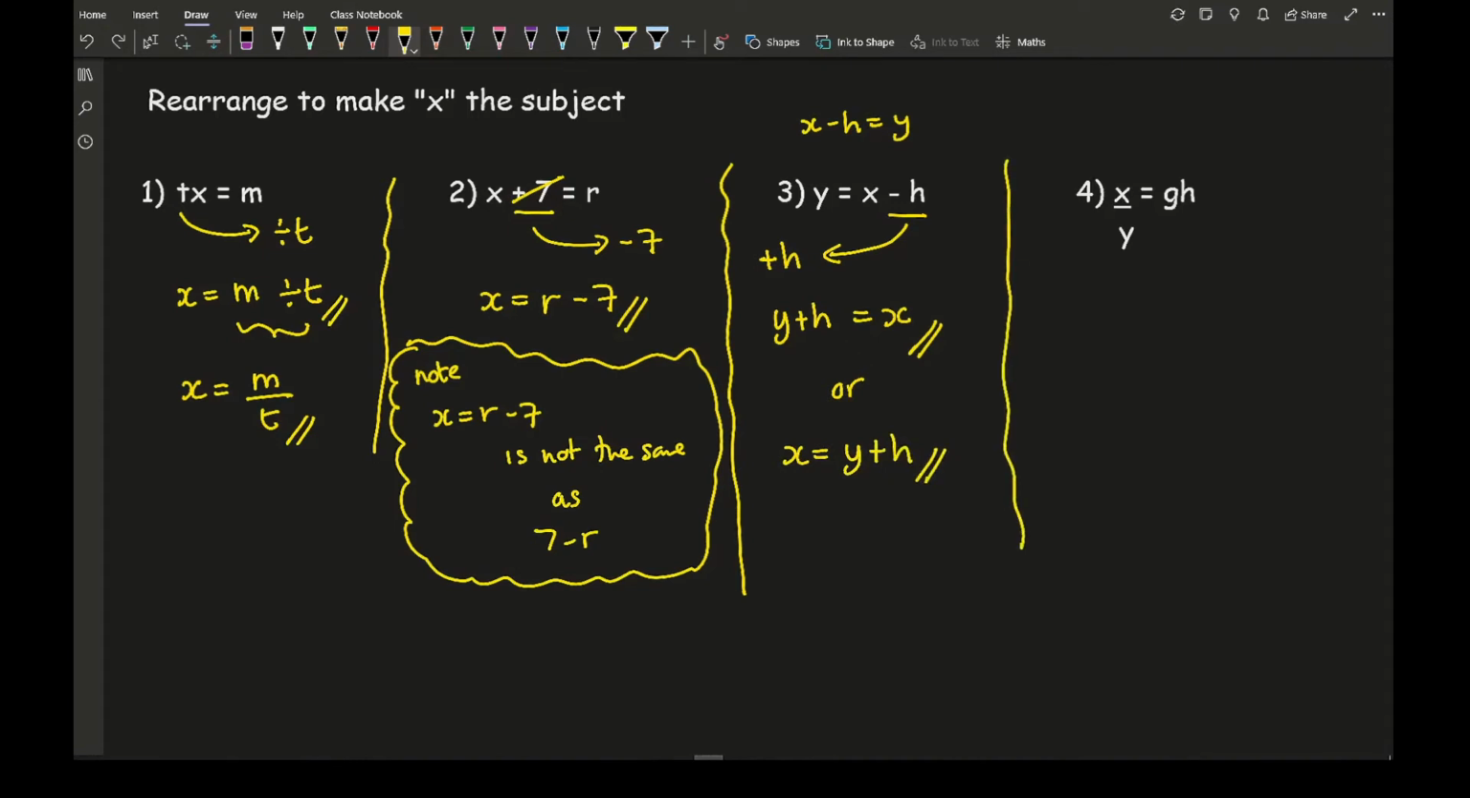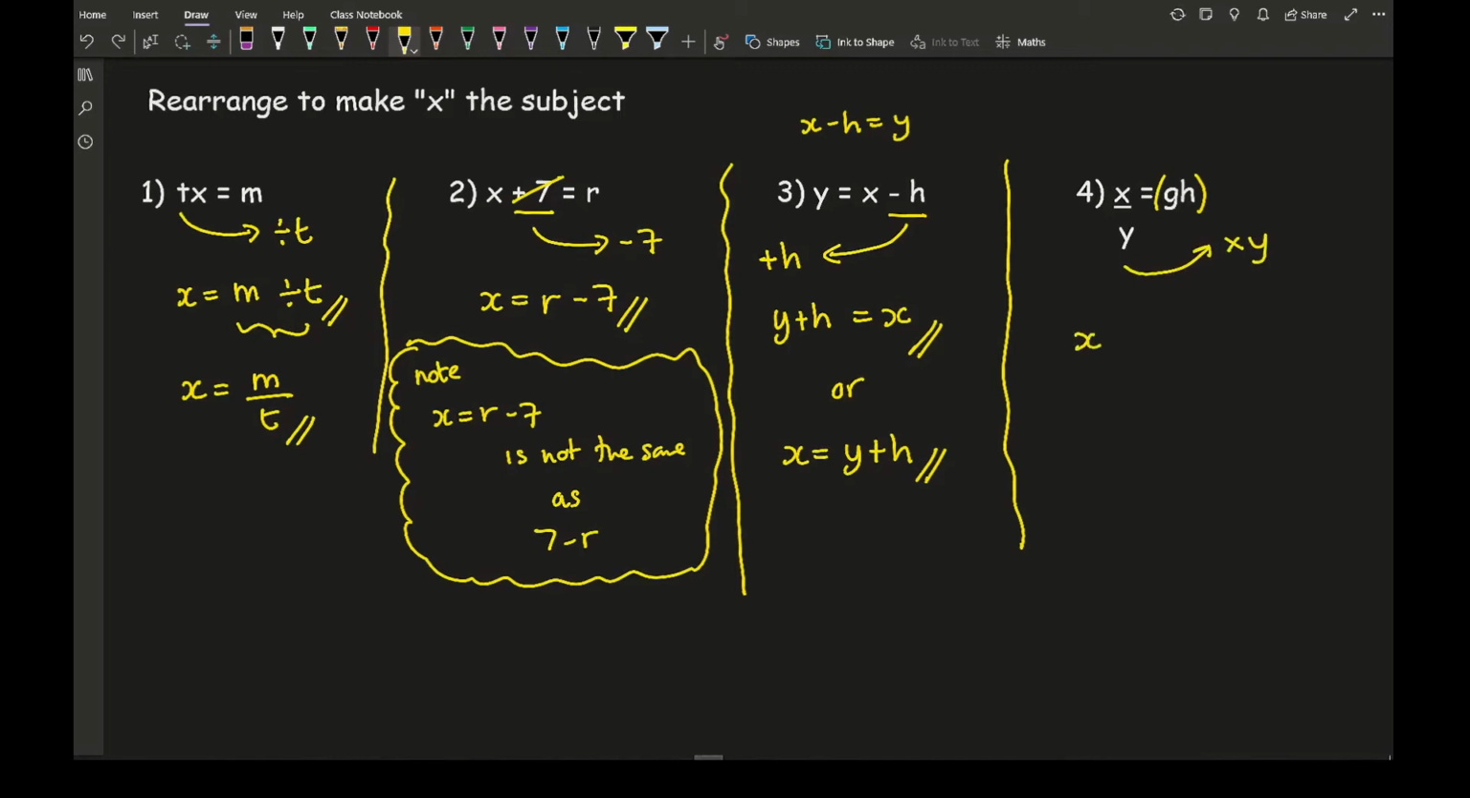Looking at question 4, I've got the formula x over y equals gh. Now again, as I said, more often than not, most formulas will only have one letter as the subject. In this, gh is the subject. Don't be too bothered about the gh, you can just treat that as one number. I want to get rid of this y. What's the y doing to x? Well, it's dividing. So the opposite of dividing by y is to multiply by y.